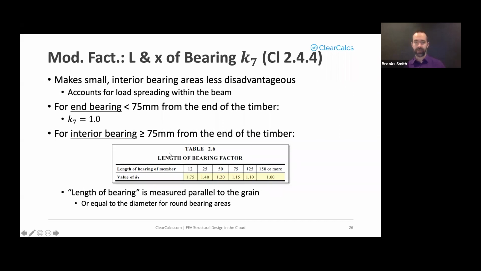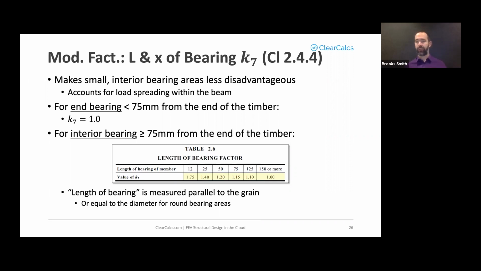Next, K7. This is your length and position of bearing. Effectively, this factor makes small interior bearing areas less disadvantageous. Note that I'm saying less disadvantageous here. It doesn't actually provide a benefit. You are always better off with a larger bearing area, but this just makes it hurt less if you have a small bearing area on the interior of a beam.